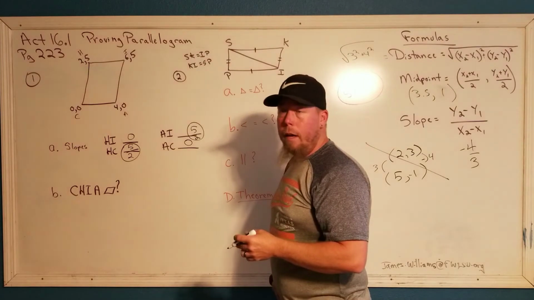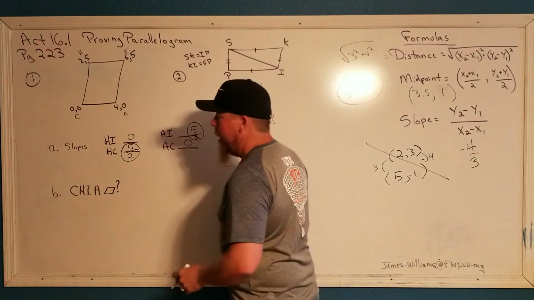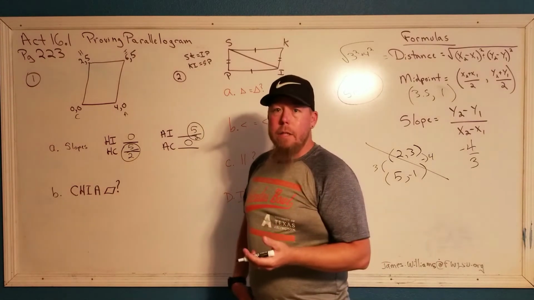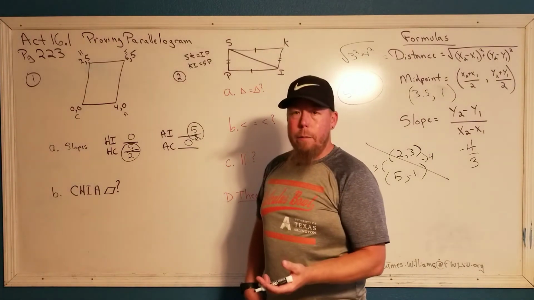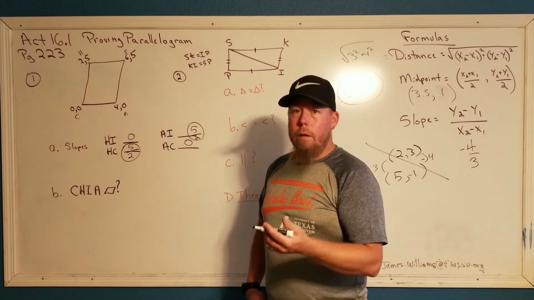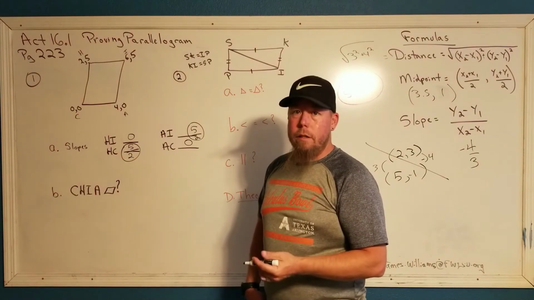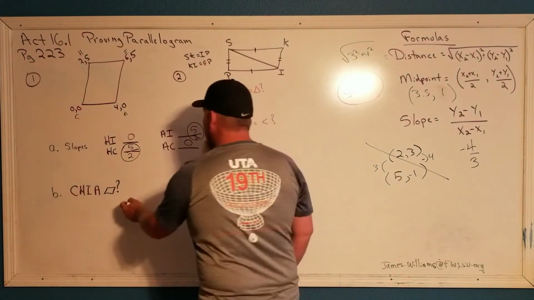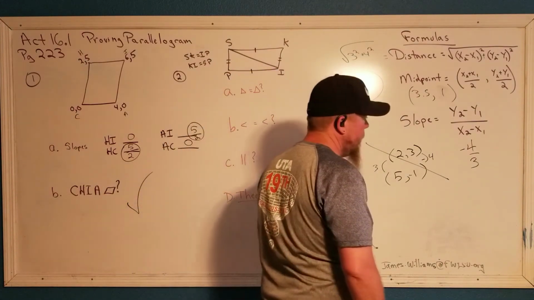All right? And so in B, it's saying, hey, explain why it is a parallelogram. Well, it's because the opposite sides are parallel. And that's the definition of a parallelogram. It's a quadrilateral where both sets of sides are parallel to each other. Okay? So hopefully that makes sense. Hopefully we're good there. Let's go ahead and talk about number 2.